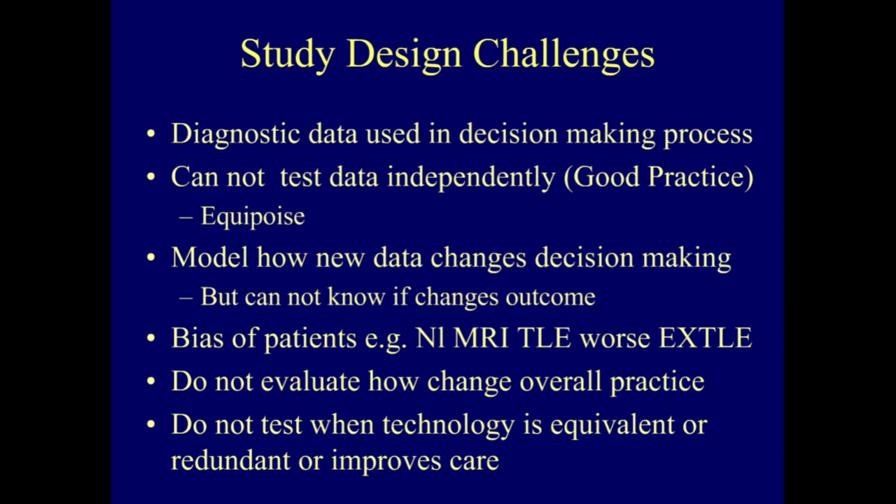There is a bias of patients, for example, in normal MRI temporal lobe epilepsy, which is more challenging even in extratemporal lobe epilepsy. Most studies do not evaluate how this technology changes overall practice, and they do not test when technology is equivalent or redundant or improves care. So there are times, for example, FDG PET and SPECT are rarely helpful when an MRI lesion is present, but this is commonly used in this setting, so it's unclear whether that additional technology improves outcome or care or just adds cost to that technology workup.